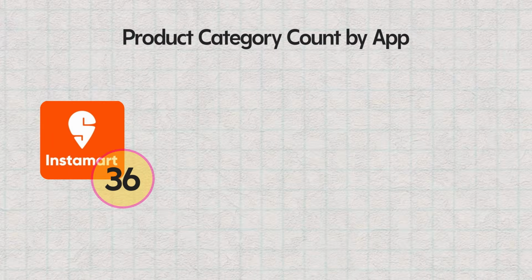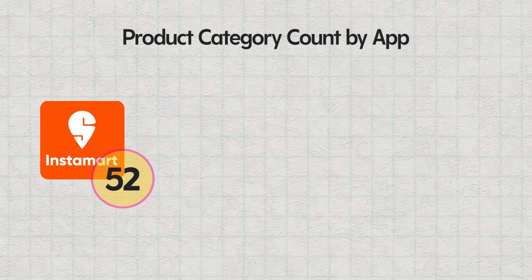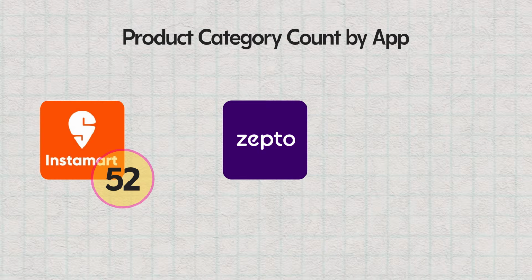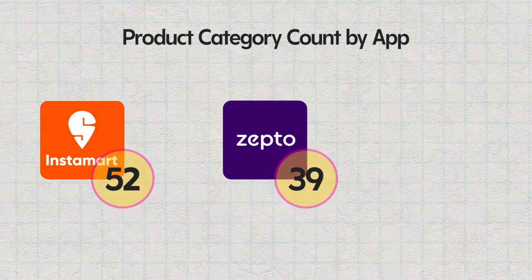Now, pop quiz. If you actually count the product categories in all these 3 apps, what are the real numbers of categories across these 3? So does the perception match the reality? Instamart's perception of depth actually matches the reality. So they have about 52 product categories, and their design is actually doing a good job of ensuring that the reality matches the perception. On the Zepto side, their categories are actually 39.